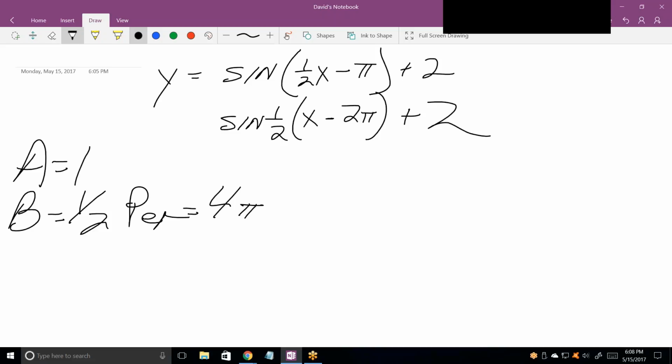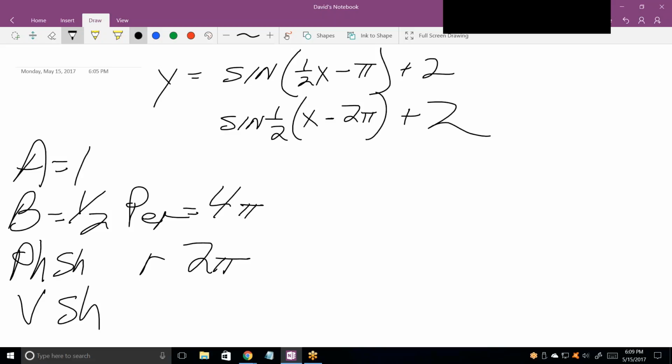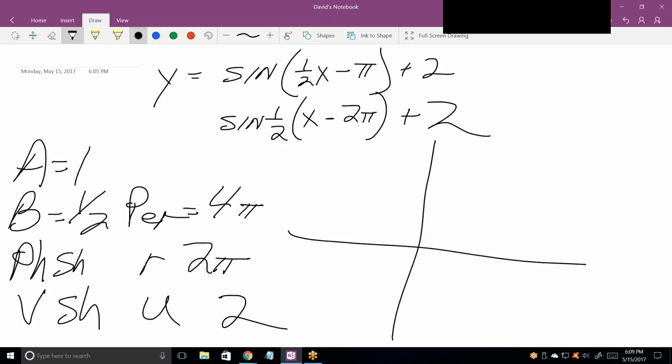What's the phase shift? Right 2 pi. And what is the vertical shift? Plus 2. Up 2. Right. Up or down, one or the other. And then they want you to graph it? Yes. Try to graph it in that small area. Where am I going to start?